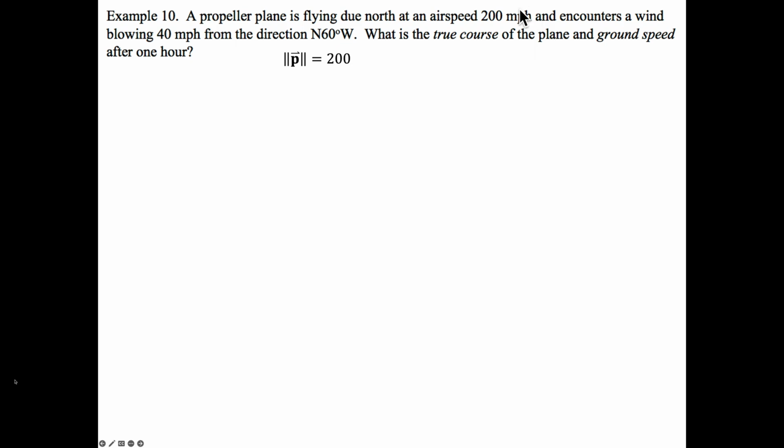So 200 miles per hour, that's going to be the magnitude of my vector plane. The wind's magnitude, 40. We draw a picture. All right, so here's a long vector, 200. Short vector, this is the wind. Remember it said it's coming from a direction of north, 60 degrees to the west. So the wind is coming 40 miles an hour from this direction.